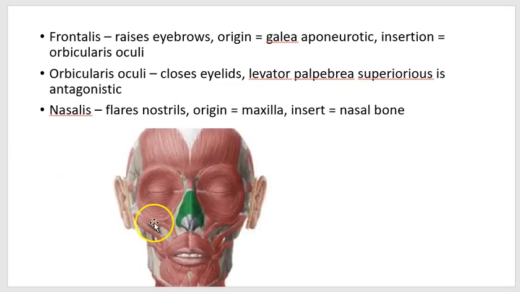Then we have the nasalis. So origin is down here on the maxilla. Inserts up here on the nasal bone. So when you flex your nasalis, you flare out your nostrils.